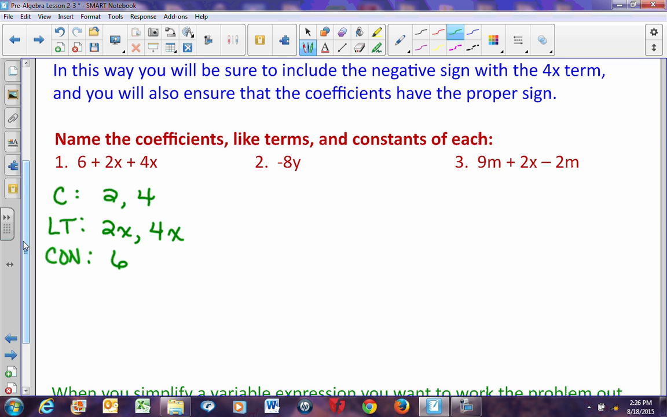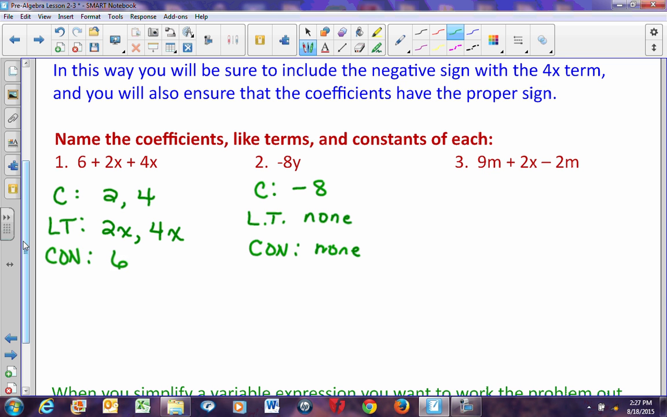Problem number 2, we're going to find the coefficients, like terms, and constants. Coefficient. Okay, in this case, it's negative 8. Remember, sign goes with number. It has to be negative 8. It's not positive 8. My like terms, we don't have any like terms. We only have one term. So there are no like terms, and there are also no constants, because there's nothing other than one term and it has a variable next to it.